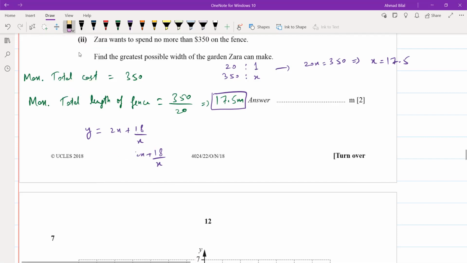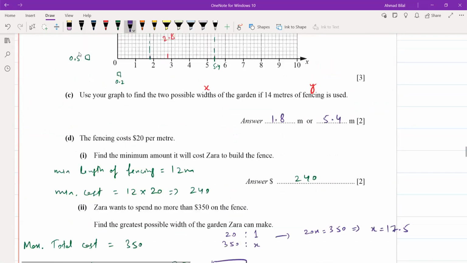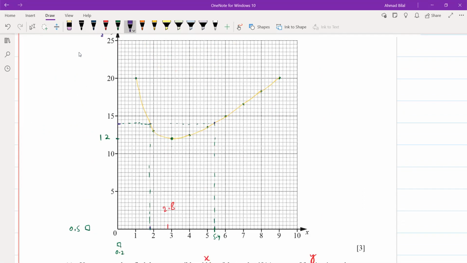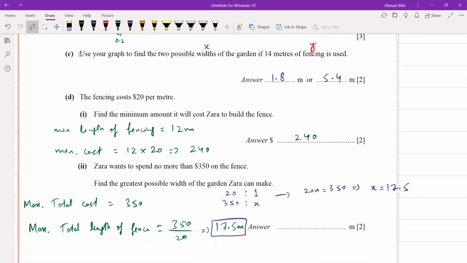The other way, of course, is that you look at the graph. Graph पे जाके देख लें 17.5 आप देखें y-axis के ऊपर. You look at the y-axis, 17.5 is going to be here. 17.5 के ऊपर आप देख सकते हैं कि greatest possible width आपकी क्या हो सकती है.